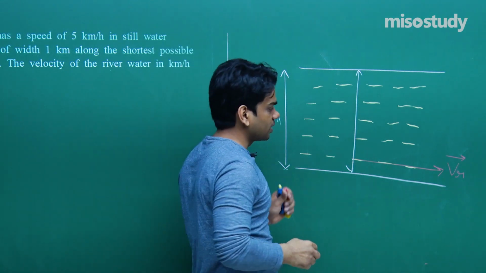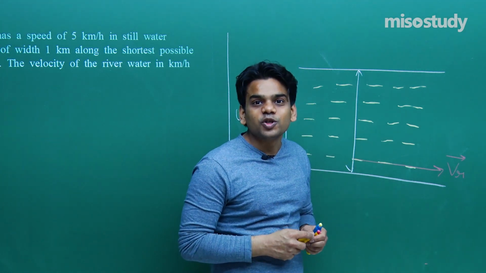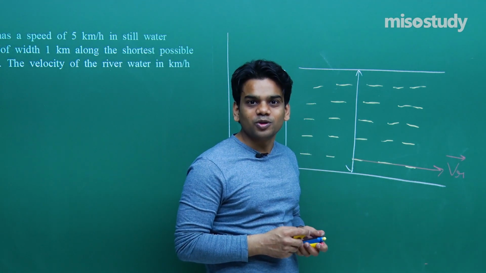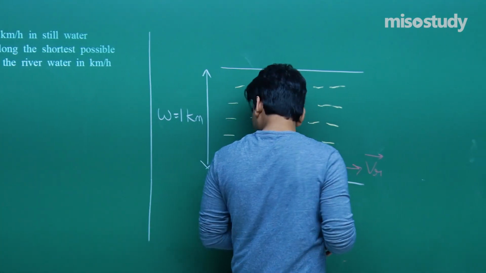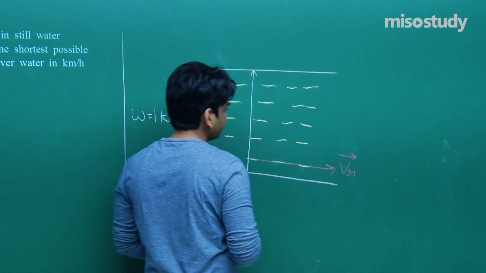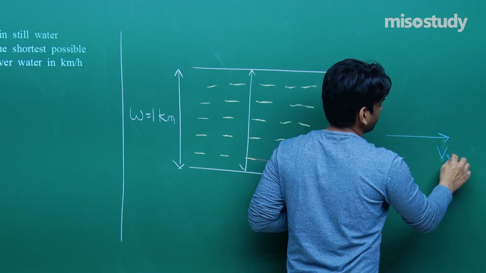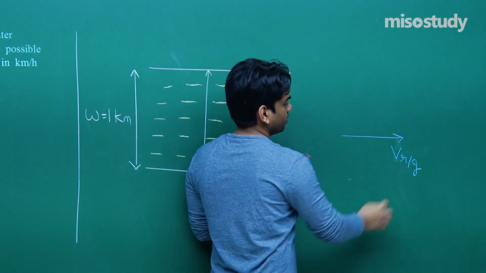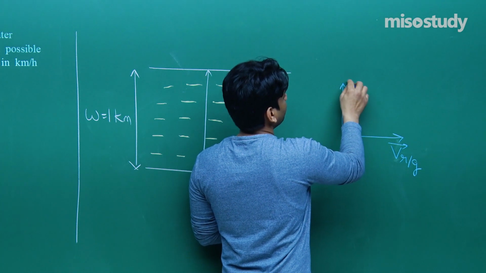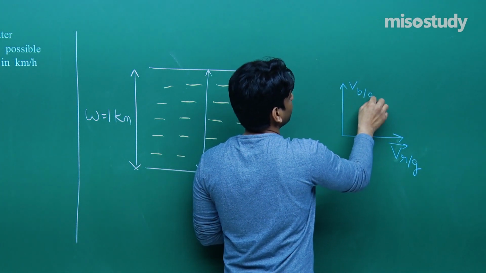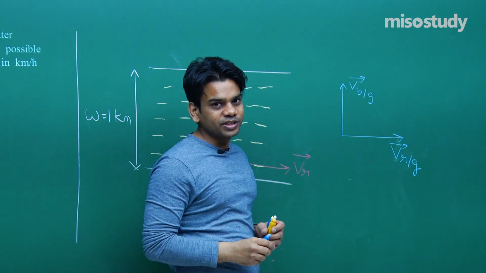This is the shortest possible path. Its net velocity has to be along this path. That is, velocity of boat with respect to ground should be along this path. So let me show you a vectorial notation, and let me show you separately here. This is velocity of river with respect to ground. Vectorial notation. This is velocity of boat with respect to ground as per the given statement within the question.